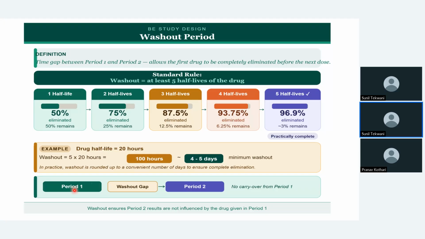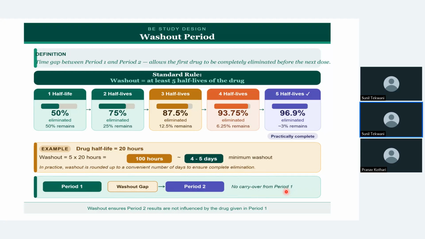Period 1, then a gap of the washout period, then period 2 starts, to eliminate any carryover from period 1. Okay, so I hope this washout period calculation is clear to you.